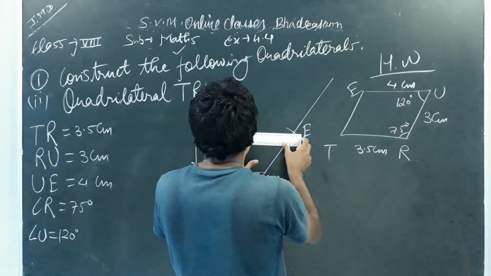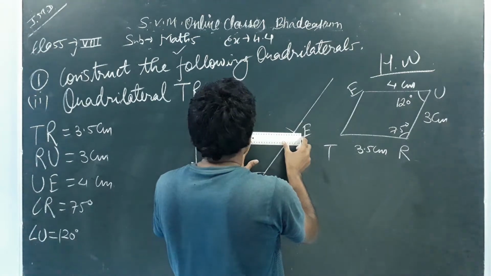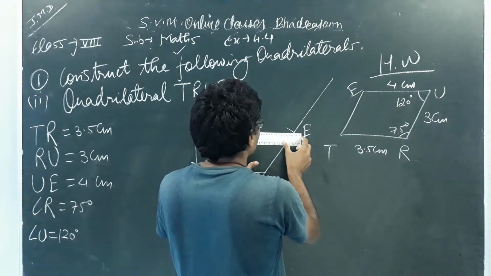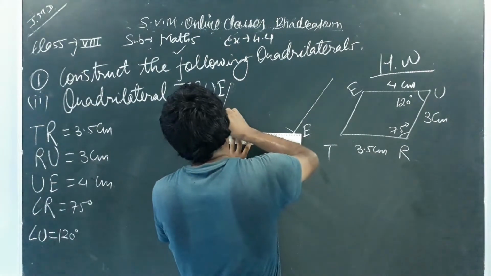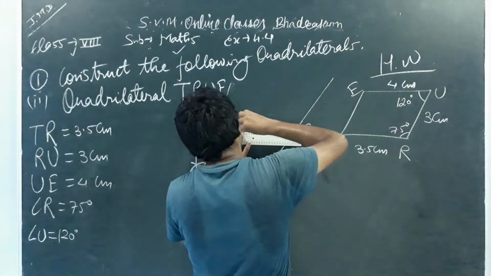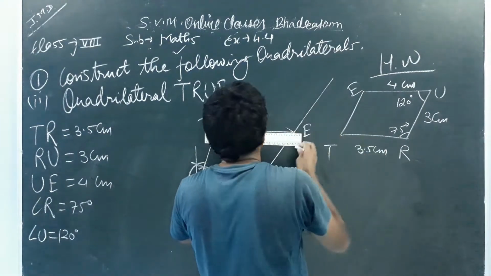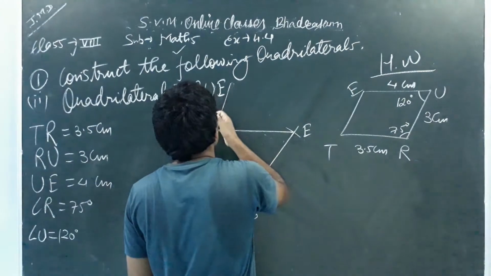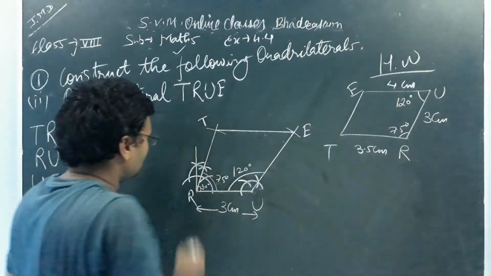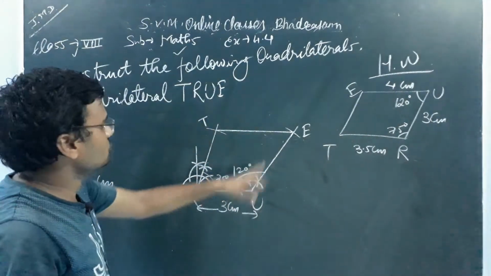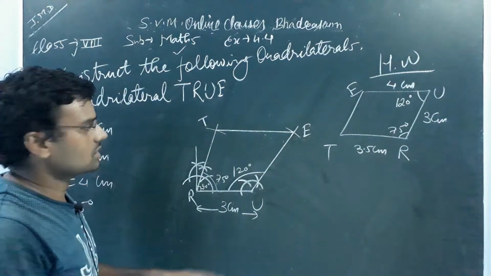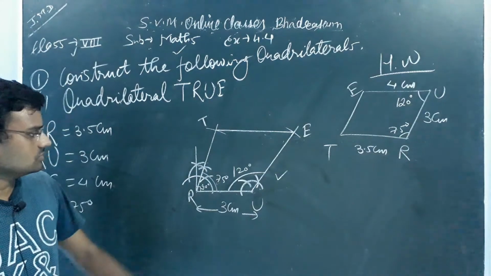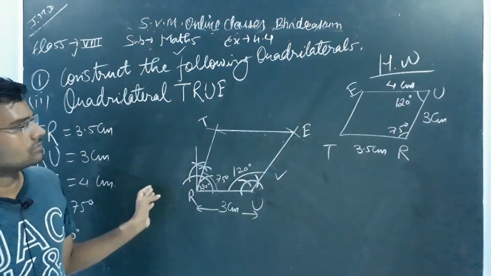Now what we will do is, listen, we will draw a line from this point to this point. Okay, this is our line from point T to point E. Okay, now TRUE is our required quadrilateral, and I hope there will be no problem for you to understand how I have drawn this figure.